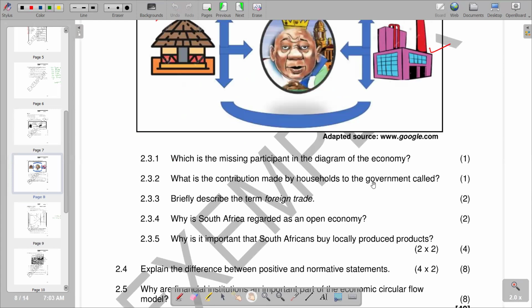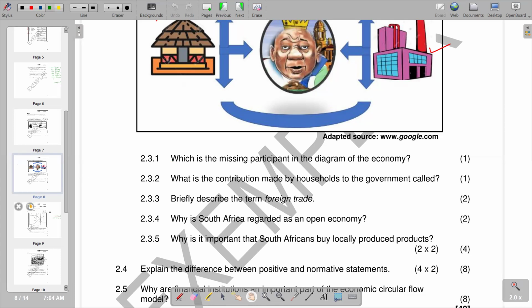2.3.2 reads, what is the contribution made by the households to the government called? The household member is representing the general public in the country or within the economy. So what contribution do we have from those people? Remember, the government collects revenue from the households, and this revenue is collected in the form of tax. So taxation, in the form of taxes, is the contribution made by households.